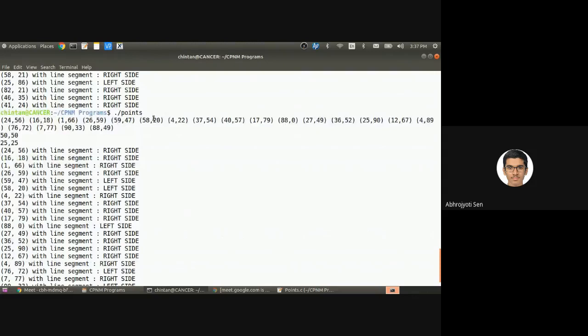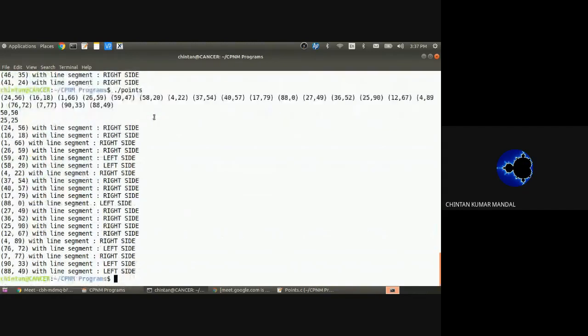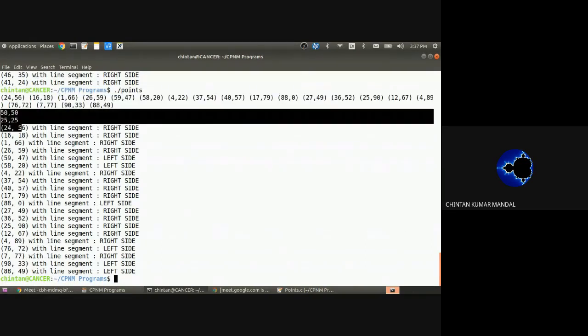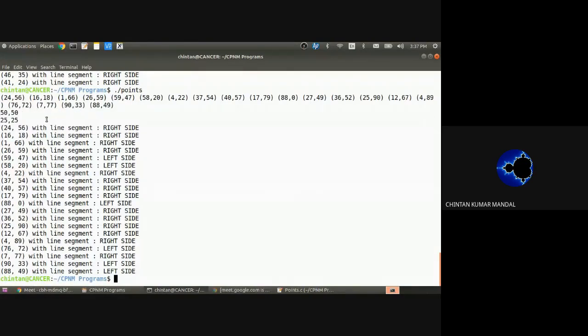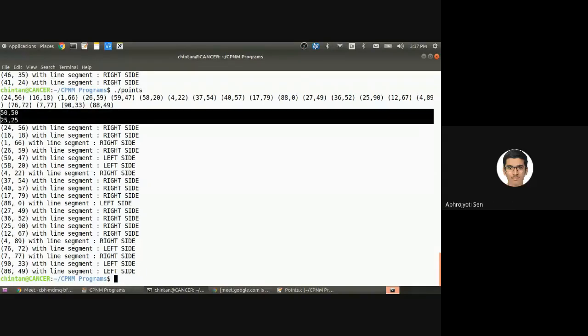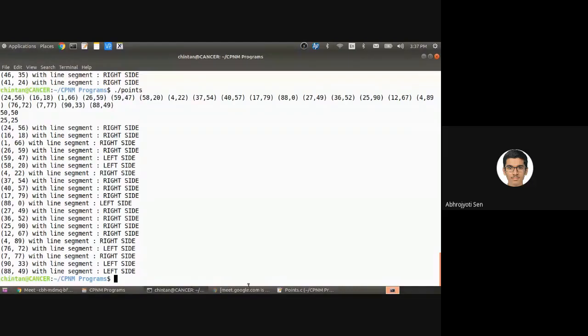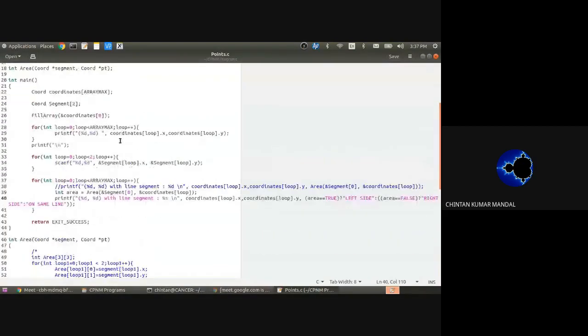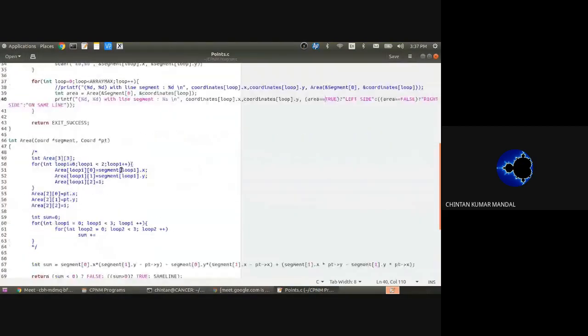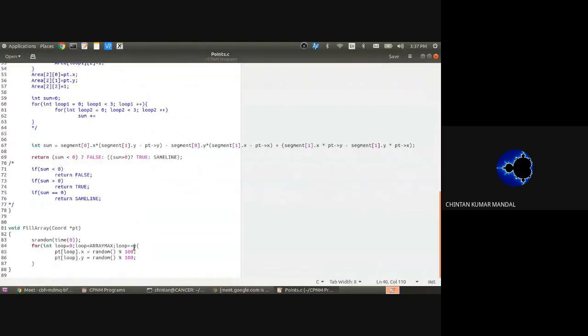Oh, sorry, sorry. The points I'm taking are random, the generated points are random. But this line is fixed, this is user defined. These are the set of random points which I'm taking, so this is what I've done actually.